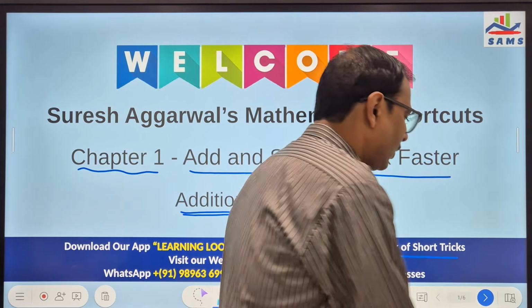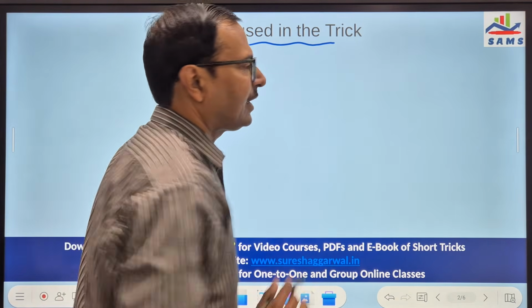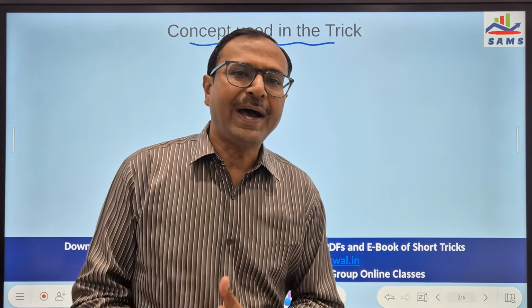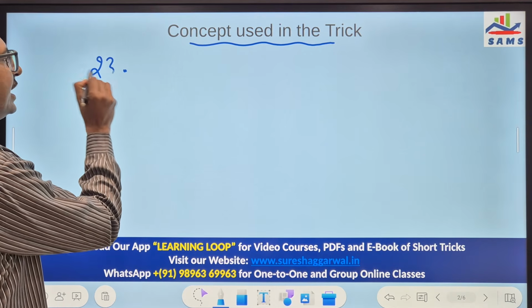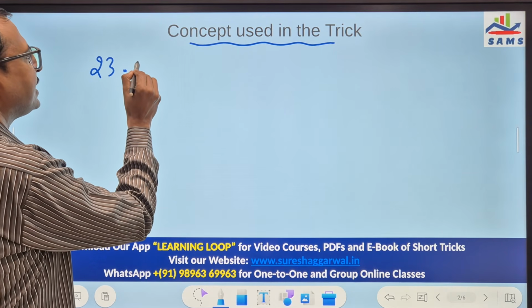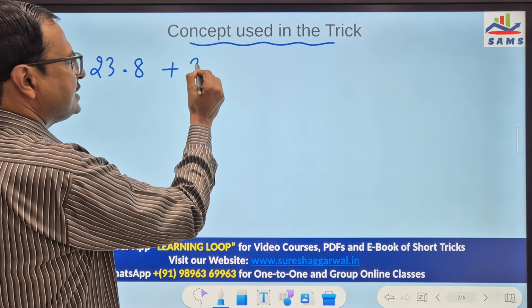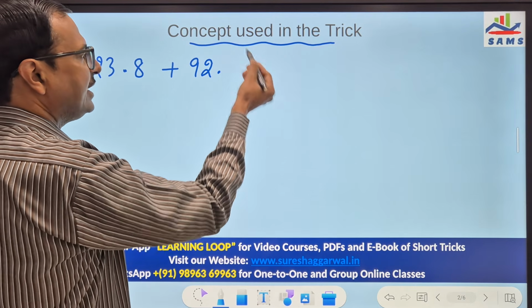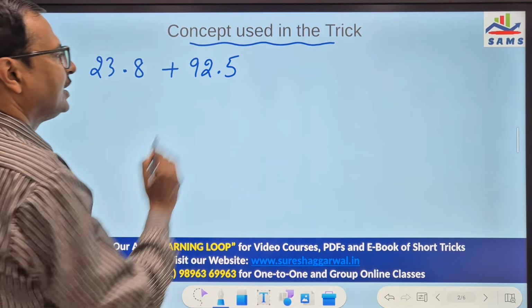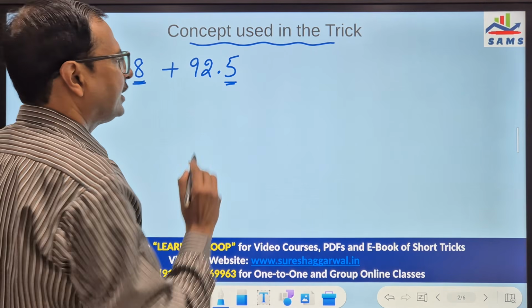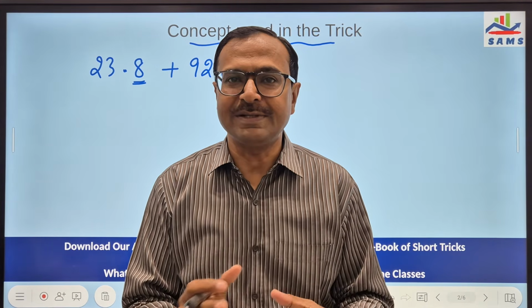So friends, what is the concept when we think about adding decimals? The concept used in the trick is very simple. Say you have a decimal, and before the decimal you have some number, maybe 23, and after the decimal you have some number, maybe 8, and we want to add that to another number, say 92 point, and we can have one digit or two digits after the decimal. So suppose you have 5 here. We have an equal number of digits on the right side of the decimal, and that is the first check you have to make when you are adding decimals.